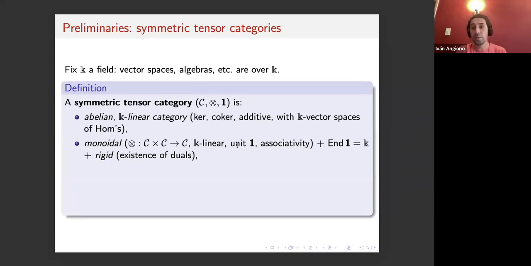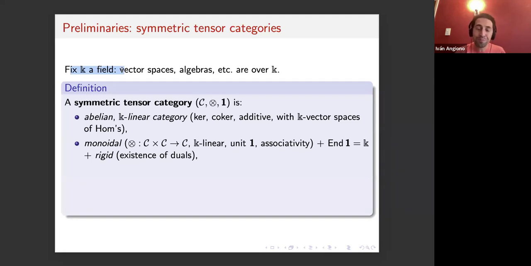We want a unit. This is related with the monoidal structure. Some object such that when you tensor with it, you don't change the object. Essentially, you have an isomorphism. This tensor product is associative. In addition, we ask for the endomorphism of the unit object to be just the field where we are working, a fixed field K. In most places, it will be of positive characteristic, but essentially, the first part you can define over any field.